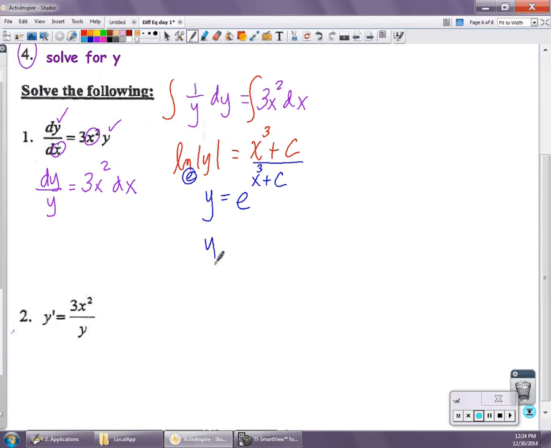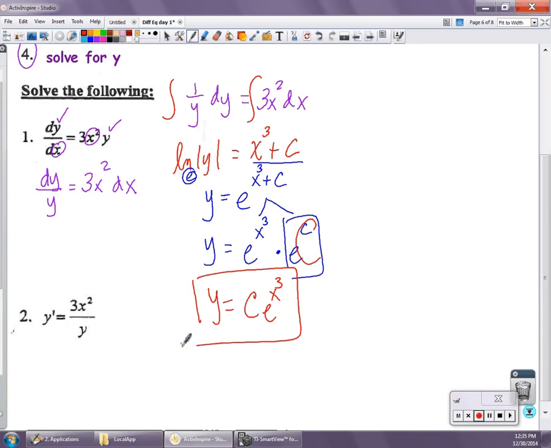That's the same thing as y equal to e to the x cubed times e to the c. That is a property of exponents. Remember, when you have like bases, you keep the base and add the exponents. Well, I'm just decomposing that. Why am I doing that? Well, e to the c, e is a constant, c is a constant. A constant raised to a constant is simply a constant. So I'm going to rewrite this as y equal to c e to the x cubed.